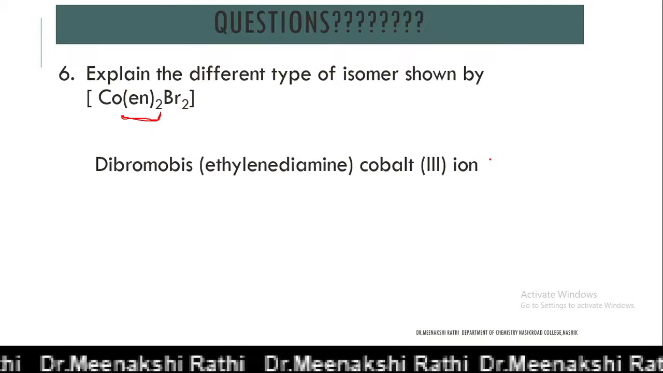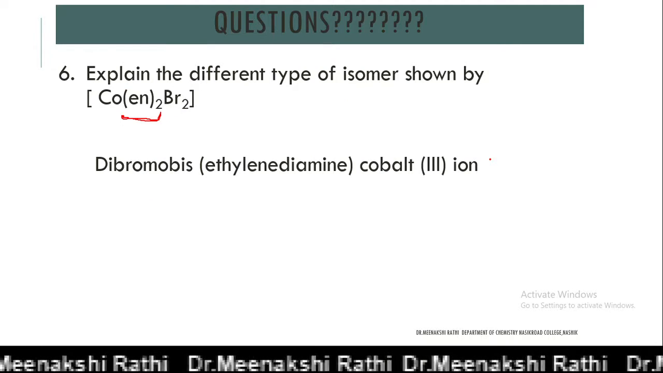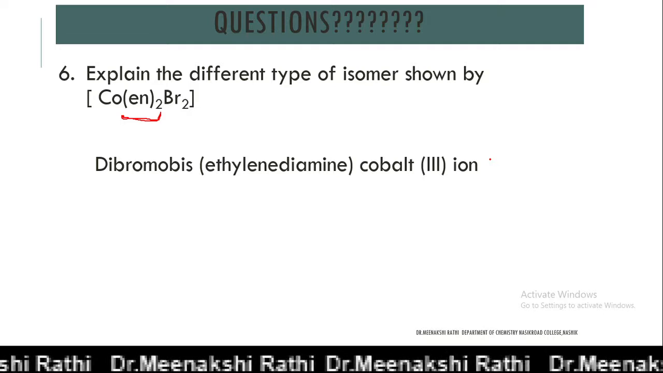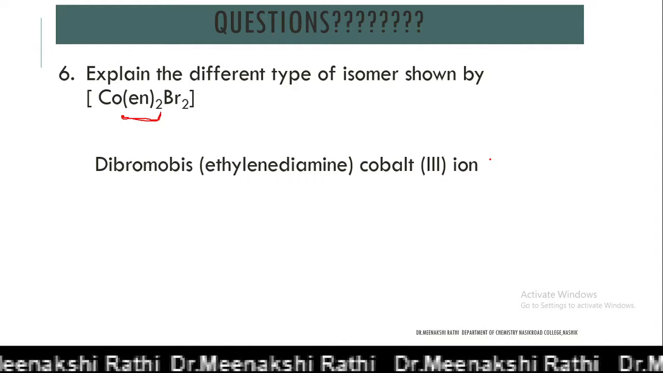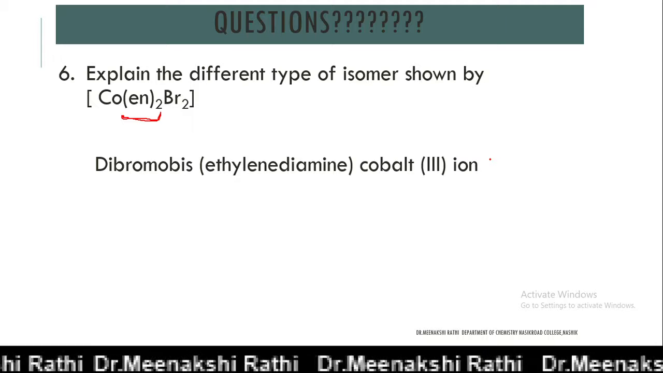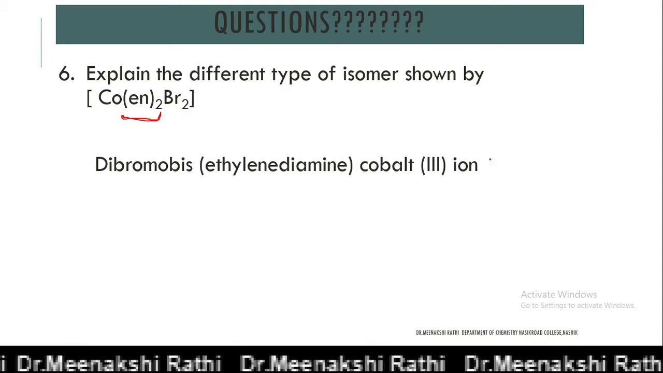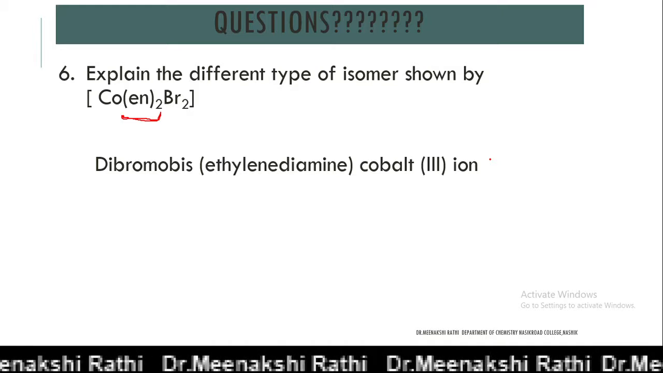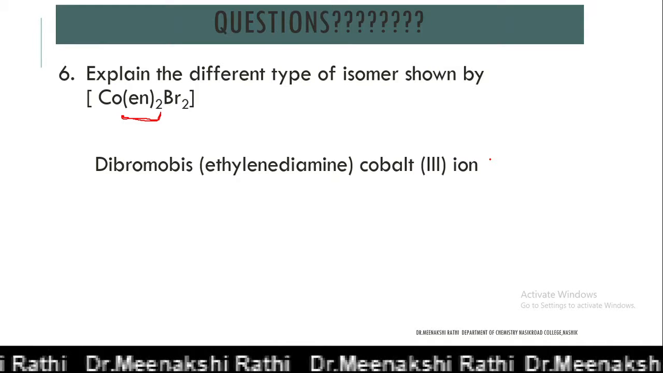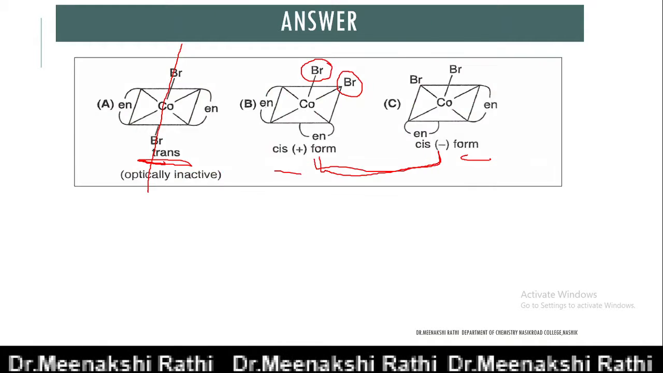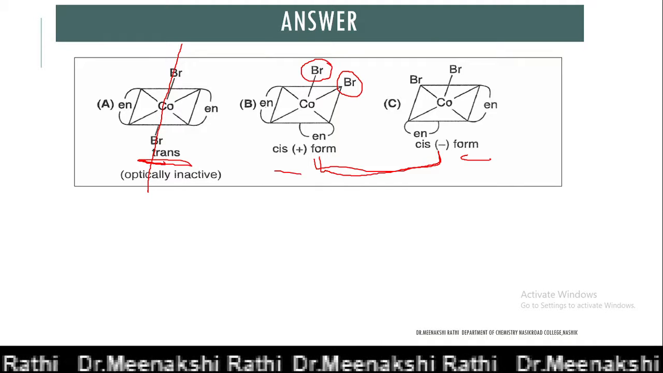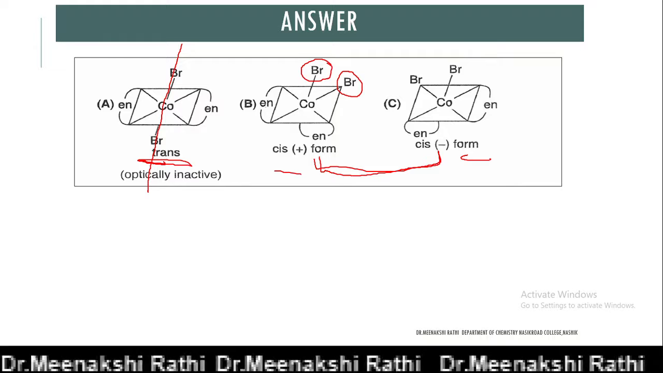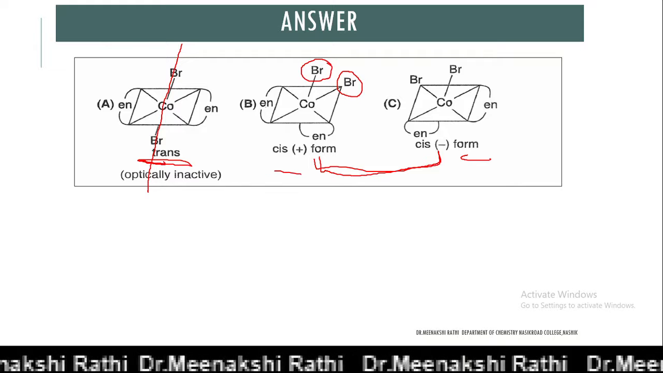So we can say that dibromobis(ethylenediamine)cobalt possesses geometrical isomers as well as optical activity. In geometrical isomerism, it shows trans as well as cis. Trans is optically inactive, but the cis form is optically active.